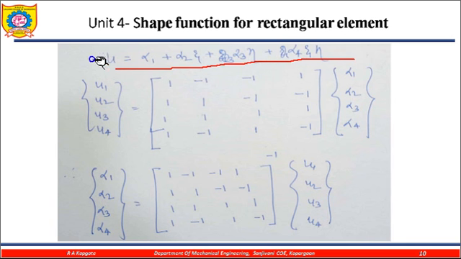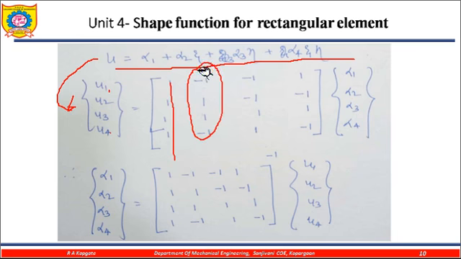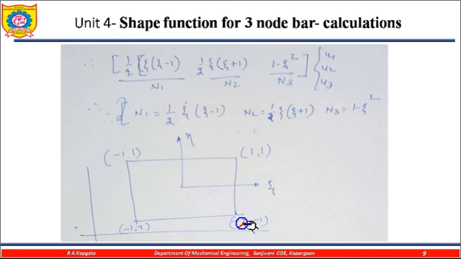Hence, converting this into the matrix form, with u1, u2, u3, u4, I need to write these values. Here this is the constant term, so this is the constant 1. Here there is a change: that is the xi, and this one is the eta value. So if I look here, this is my xi and this is my eta. So my bracket is xi and eta values.